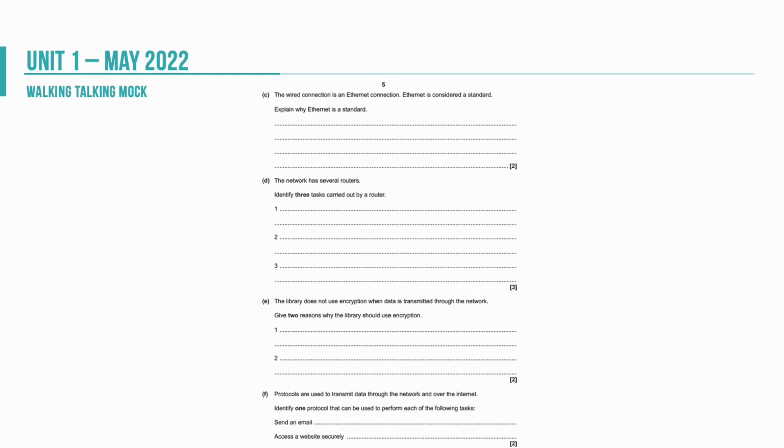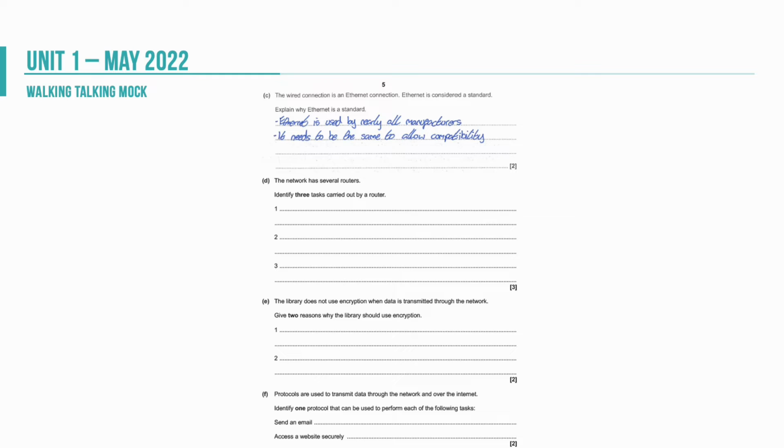We're staying now on the networking part of Unit 1, but we're looking around standards, and then later on in this page, routers. This is a really tough question. Explain why Ethernet is a standard, and there are a limited number of points here that you can really make. Ethernet is a standard because it's used by nearly all manufacturers, so it is an agreed standard. It's an agreed connection type.